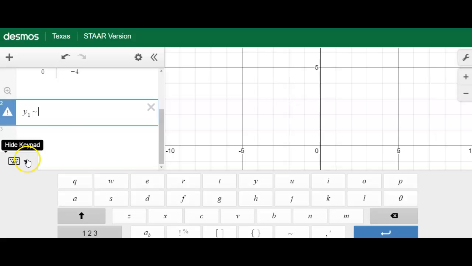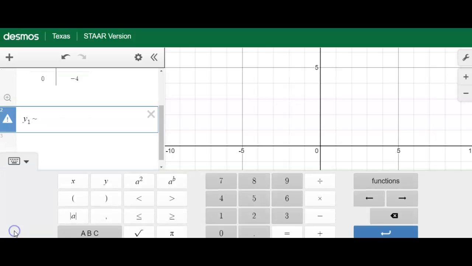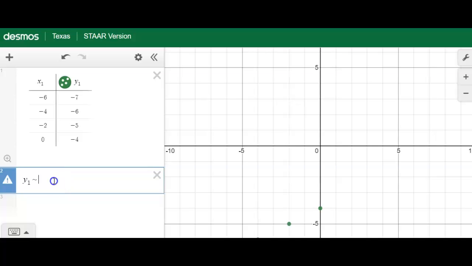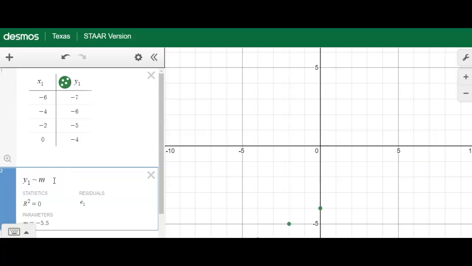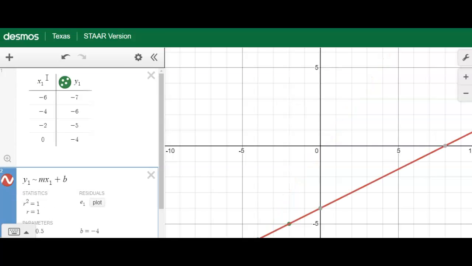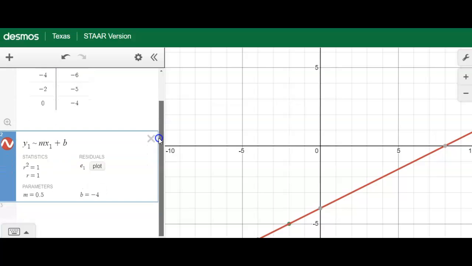Let me do that again. You click on the keyboard, you click on ABC, and this symbol over here is the approximately equal symbol. That's the one I need to tell the computer to give me the equation. And then our equation is mx plus b, but I want to tell it to use these x's right here, so I'm going to put x1 plus b, and then the computer put all this stuff down there.